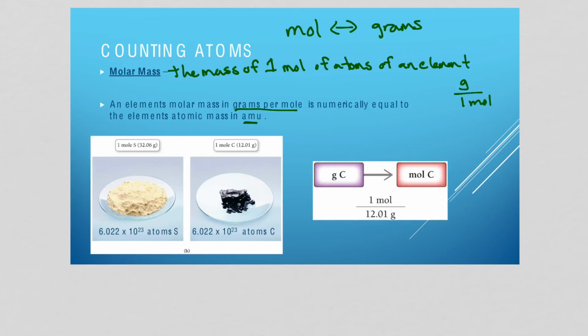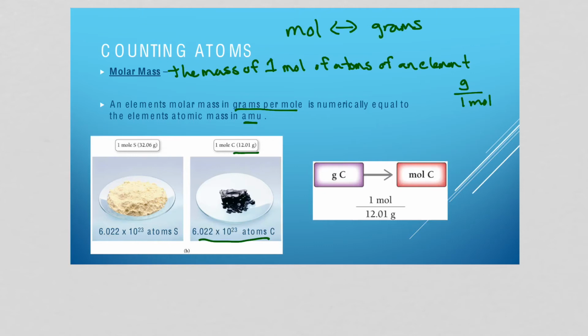So, for example, if I have 1 mole of sulfur atoms, it has a mass of 32.06 grams. It contains 6.022 times 10 to the 23rd atoms of sulfur. Now, that same 1 mole of carbon atoms, that same number of carbon atoms, has a mass of just 12.01 grams. Now, how can the same number of things, exactly the same number of atoms, have such different masses?